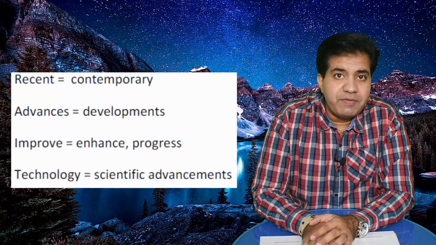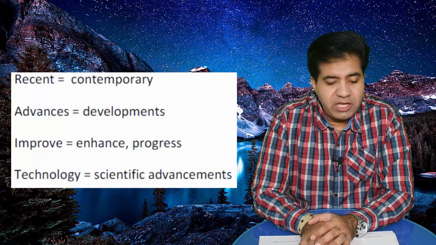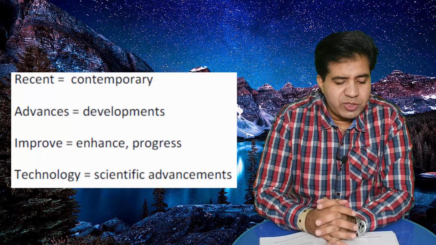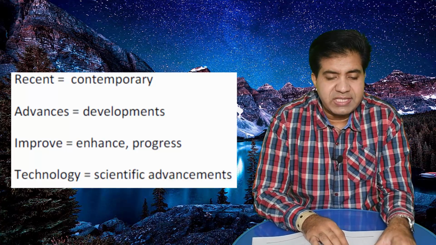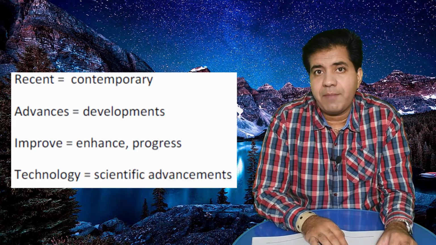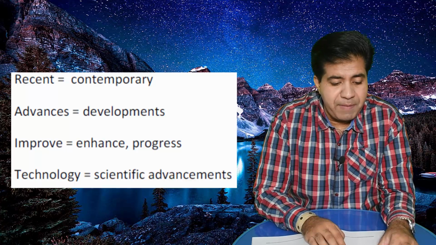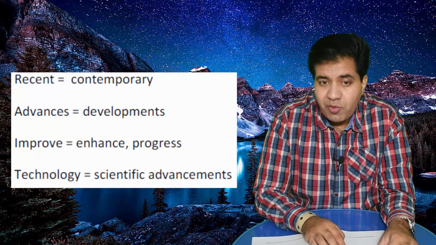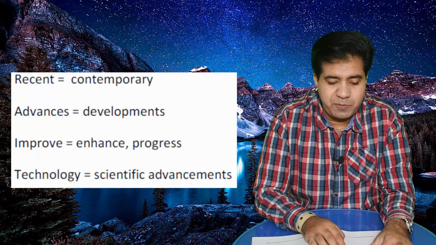In this part of the video I'm going to give you some sentences, some words, some paraphrasing for technology. So let's go on with the rephrasing of some common topic words. For recent you can use contemporary, and learn the spelling of contemporary as well. For advances you can use the word developments. For improve you can use the word enhance or progress. For technology you can use the word scientific advancements.